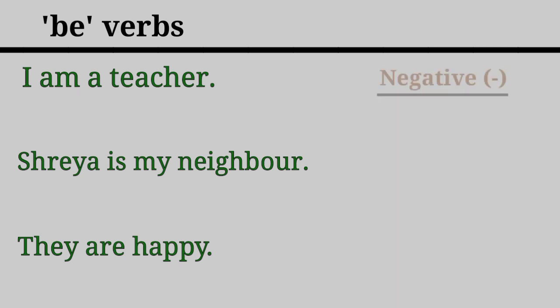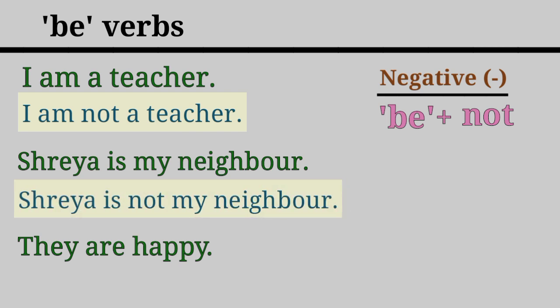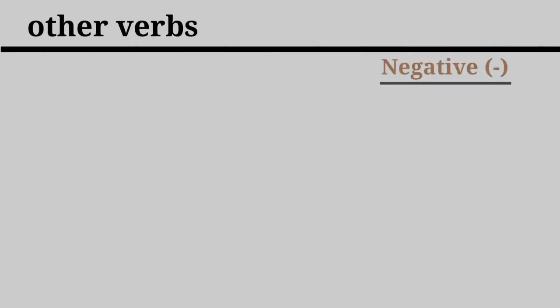To form the negative, add not after be. Simple, right? I am a teacher. I am not a teacher. Shreya is my neighbor. Shreya is not my neighbor. They are happy. They are not happy. And other verbs are here.